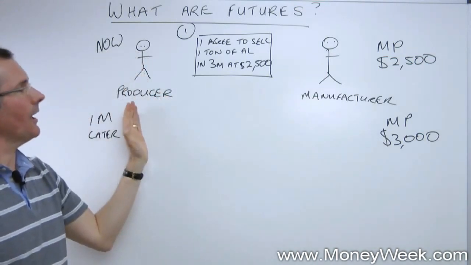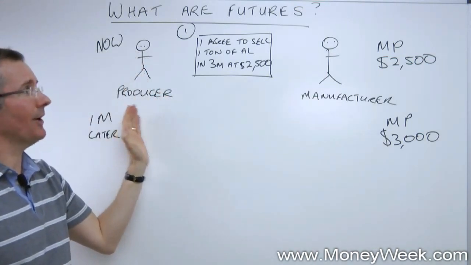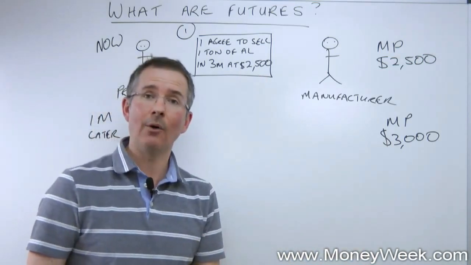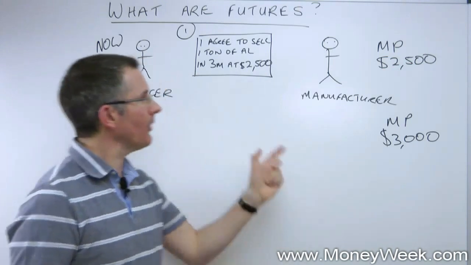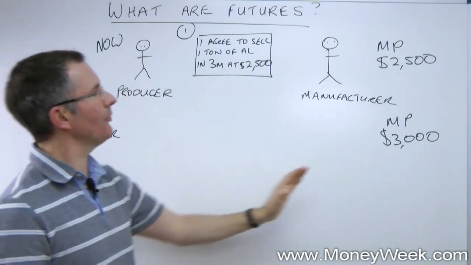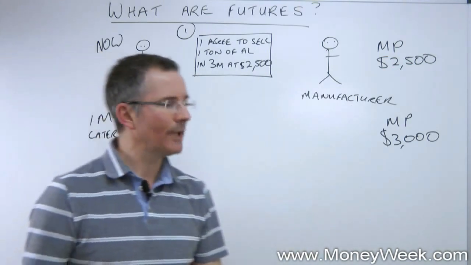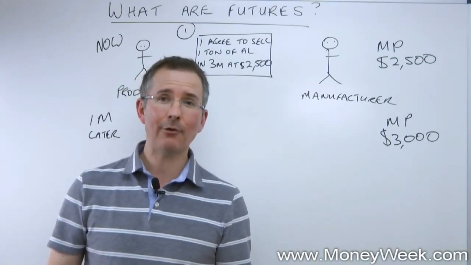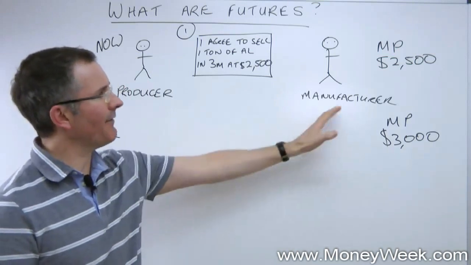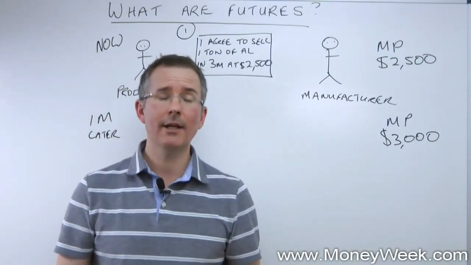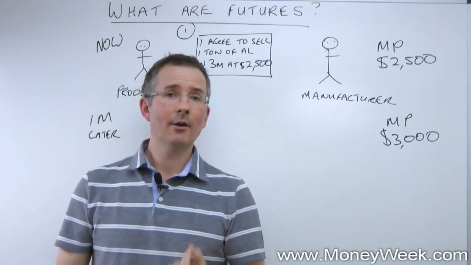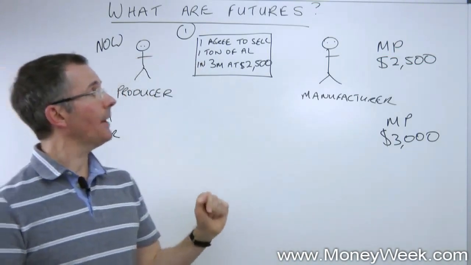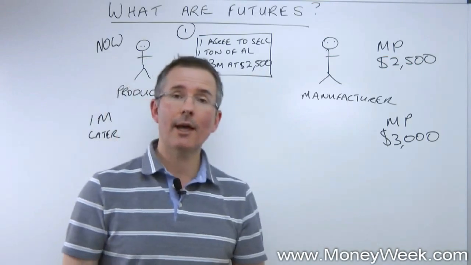And the seller's thinking, damn, really wish I hadn't agreed to sell for $2,500 when the market price is 3. If I could sell now, I could make more money. So imagine this scenario. The producer puts a phone call into the manufacturer and says, I'd quite like out of that contract. It's got 2 months to run. Now the manufacturer might just say, tough, it's a contract. You are going to deliver 1 tonne of aluminium to me in 2 months' time, and it's going to be at that price.